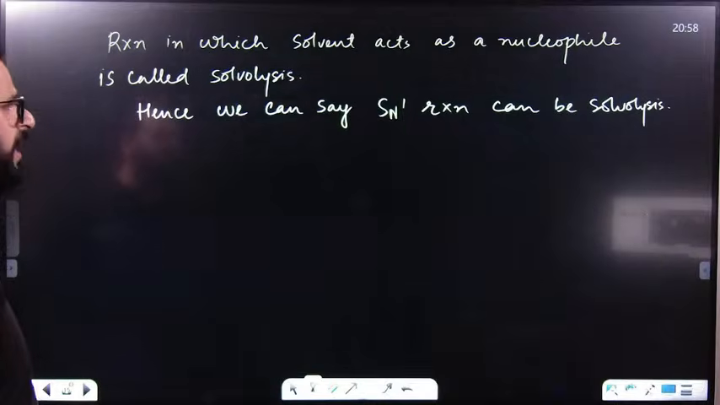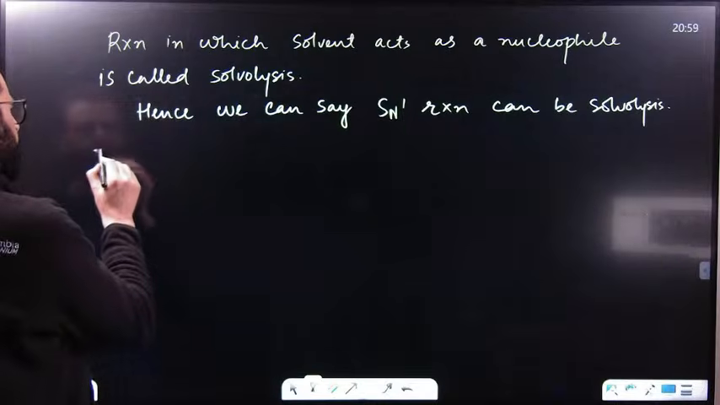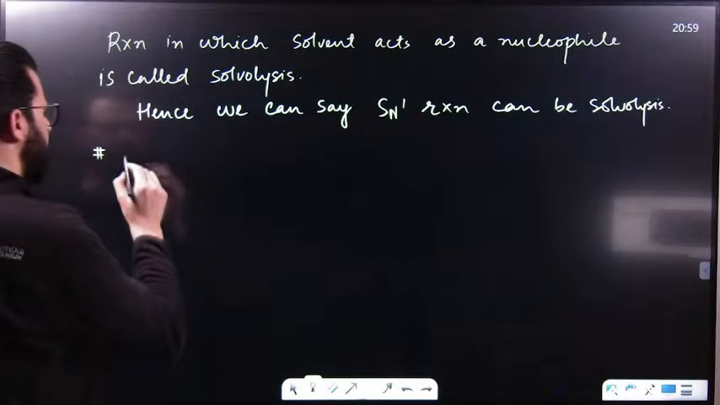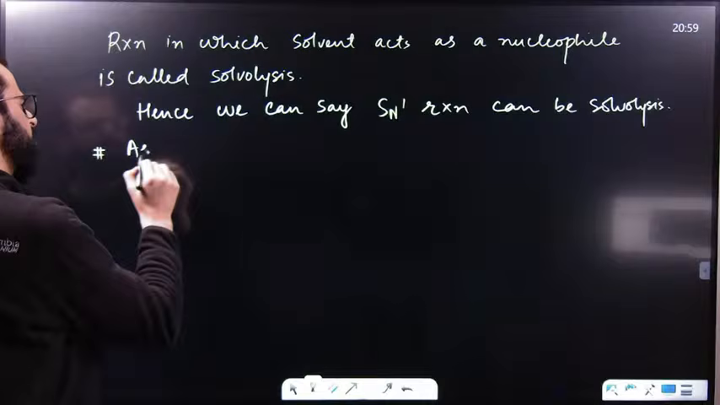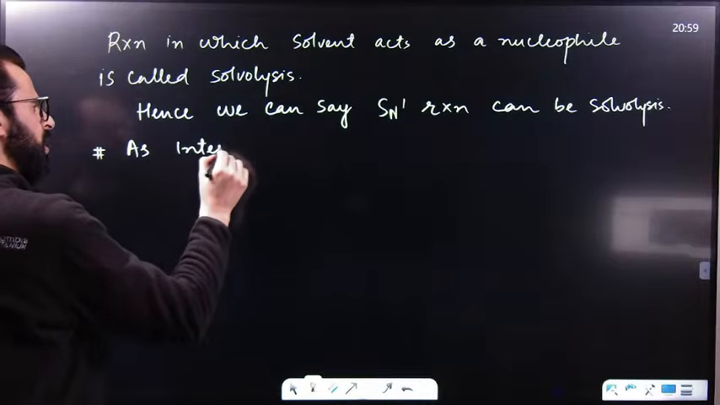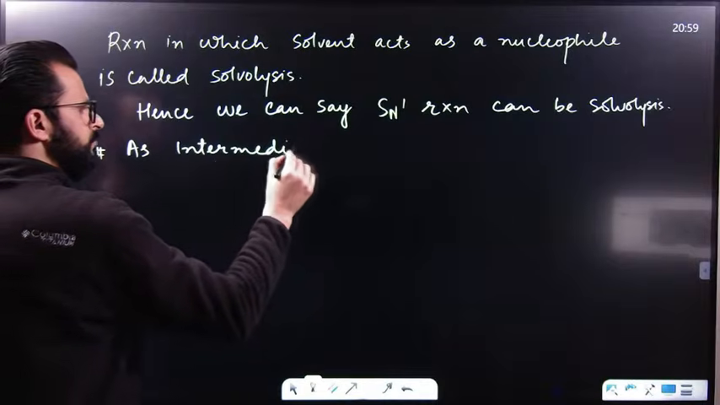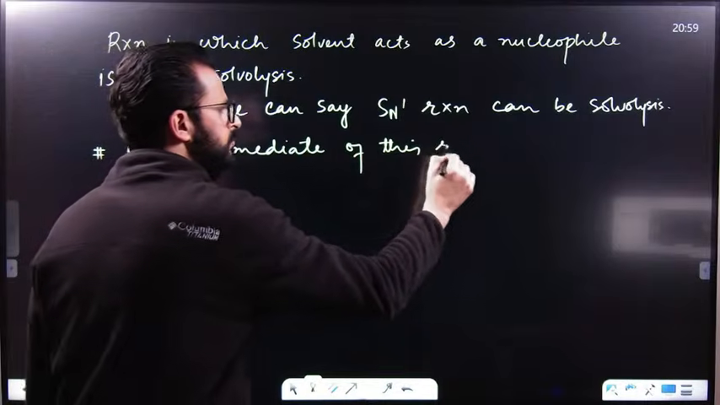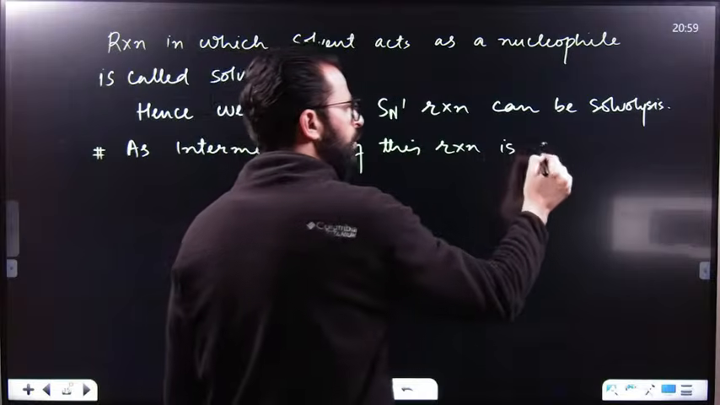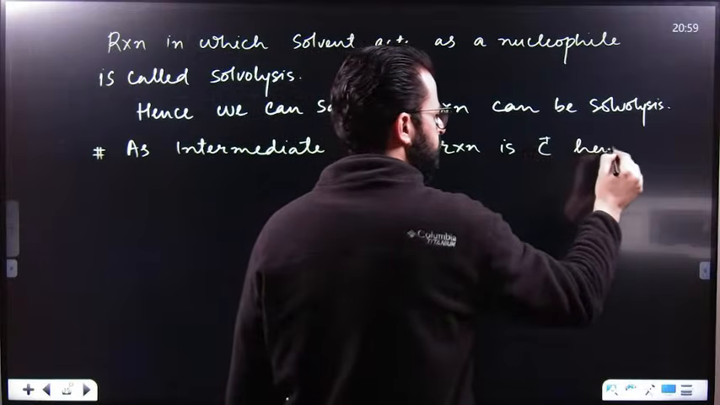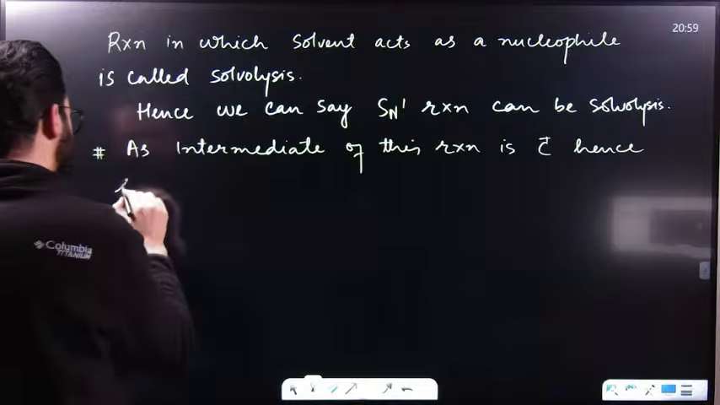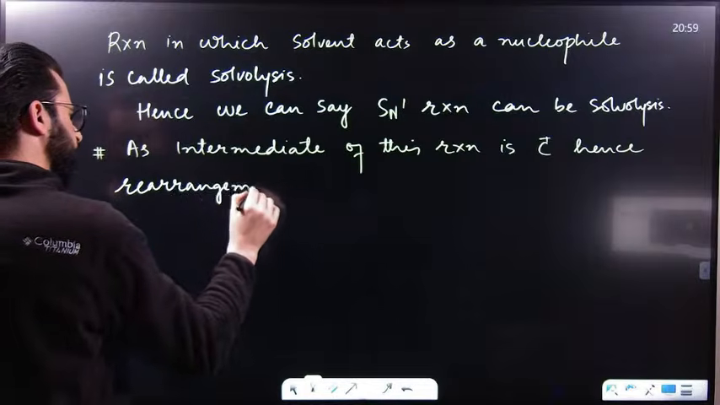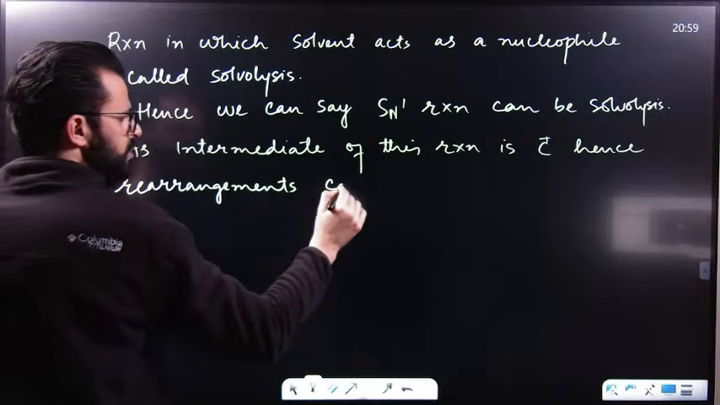Now, after that, you have to remember this point. As the intermediate of this reaction is carbocation, hence rearrangements can be possible.